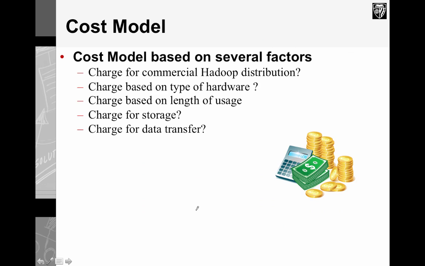In terms of cost model, the cost may be based upon several factors. The cloud provider may charge for a commercial Hadoop distribution. For example, if you're going to be using MapR Hadoop, which is the M series Hadoop from MapR, then they may charge you for that. They may charge you based upon the type of hardware. For example, CPU intensive hardware may have a certain price, and memory intensive hardware may have a different price. They may charge you based upon the length of usage: on an hourly basis, on a minute basis, or on a monthly basis.